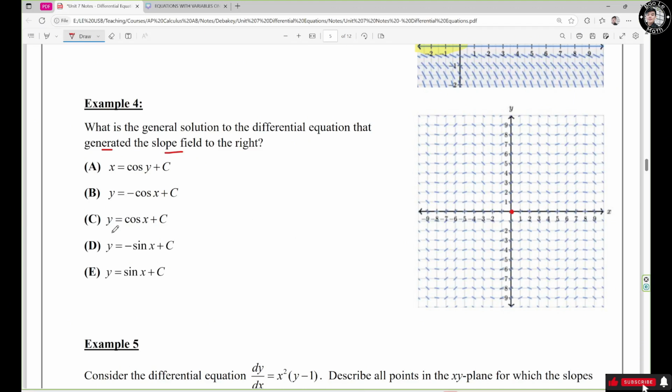And you know that the trigonometric function that passes through the origin is the sine function, right? The cosine function starts from the maximum or the minimum, right? So you need to eliminate A, B, and C. You only have D, E left, right? And you know that the sine function is going to be something like this, or y equals negative sine function is going to be something like this. Alright, so you look at this one, we just follow the flow. So it could be something like this.